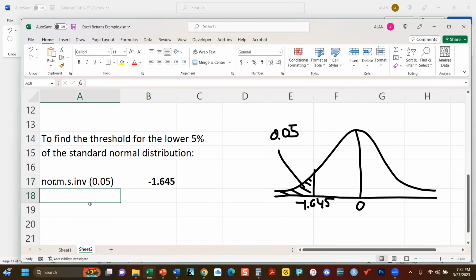So that's how Excel takes care of this. We're going to need that in our value at risk formula. Anytime we want to calculate VaR at the 5% level, we're going to need this negative 1.645 term, because it shows us how far we have to go from the mean in order to reach this tail.